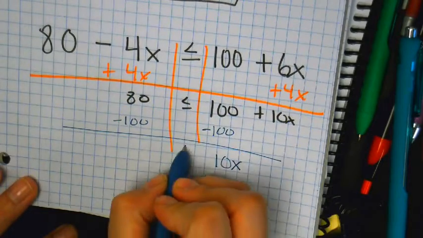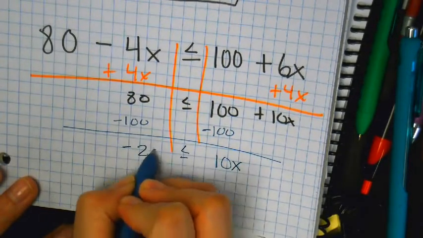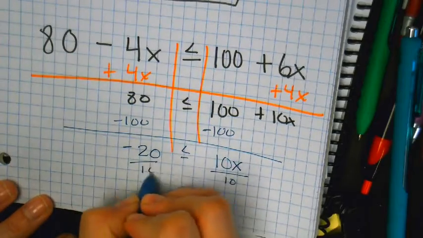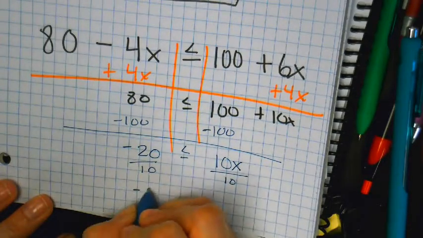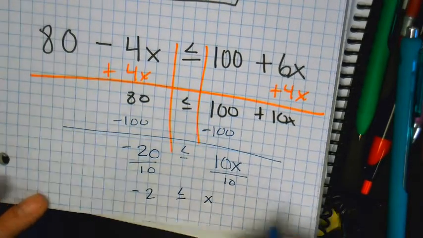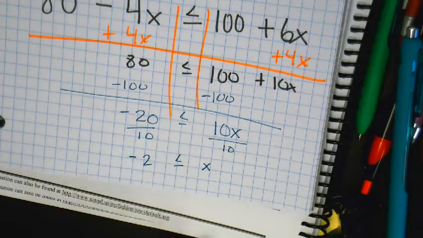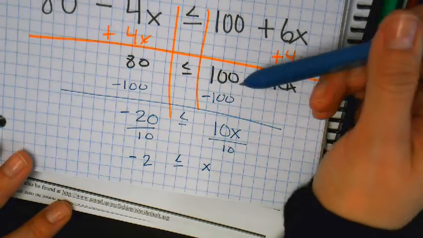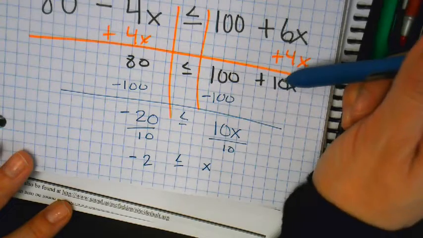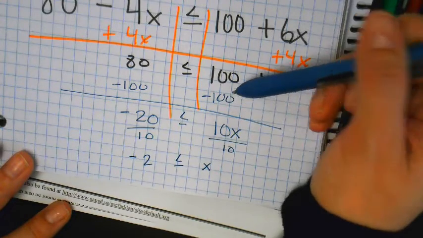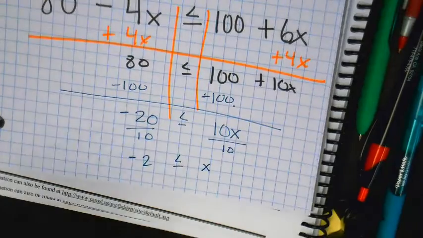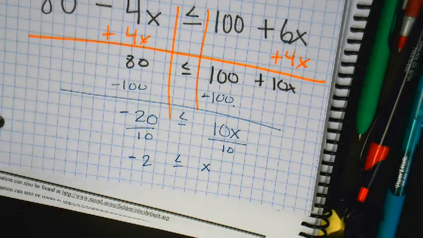Question, yes. Answer, yes. What's up? Negative 2 is less than or equal to x. Yep. Follow-up question. X is less than or equal to negative 10 minus 100. Because right here, I got to make this a 0. So this is 100 plus 10x. If I do a minus 100, what's 100 minus 100? 0. And that's what I want.